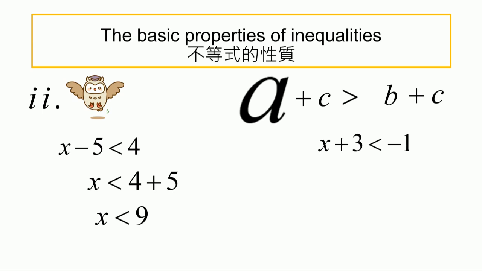One more example, x plus 3 less than negative 1. To solve x, we need to get rid of positive 3. We move it to the right side to make it negative 3. And finally, we would get x less than negative 4.